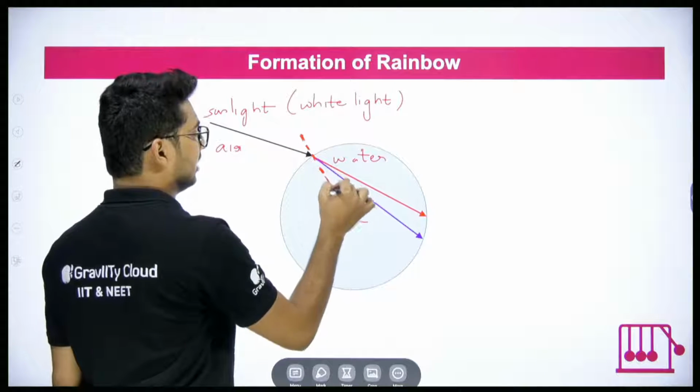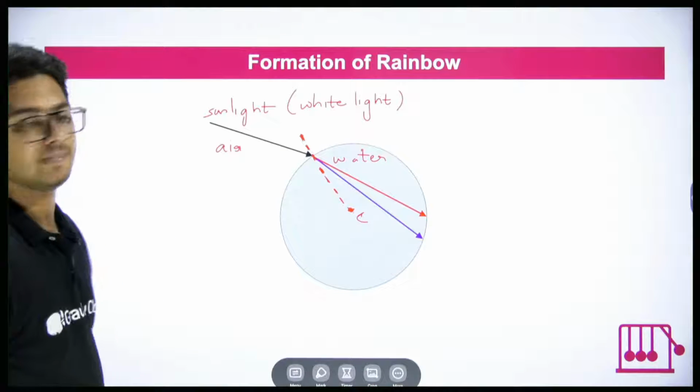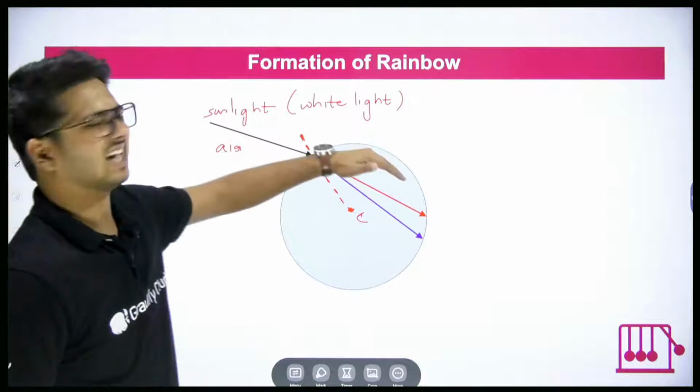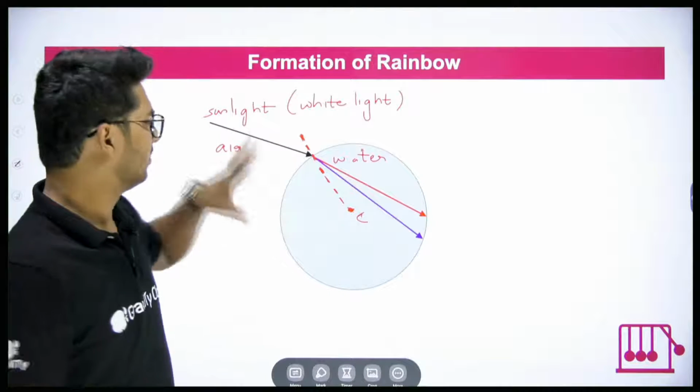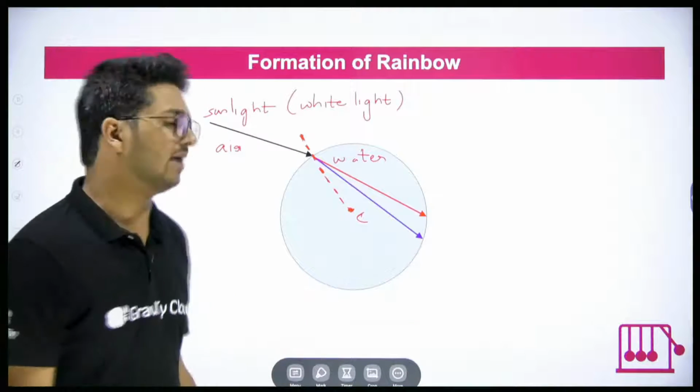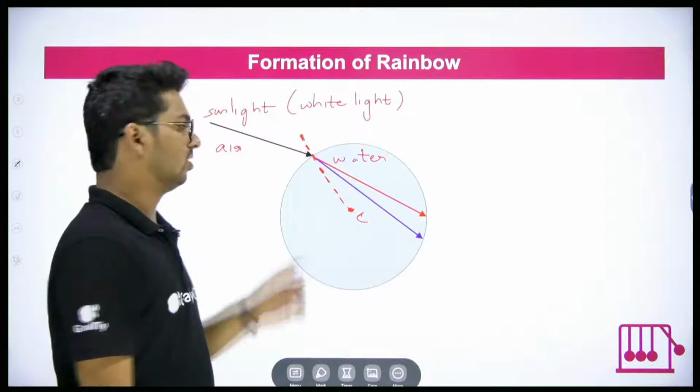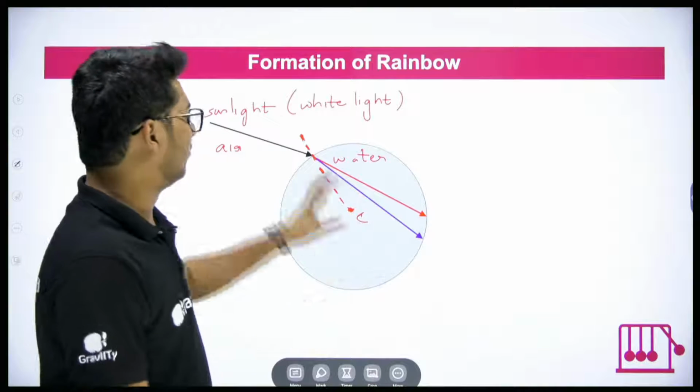Got it? This is like a normal. And as you can clearly see, the rays are bending towards the normal because it is going from rarer medium to denser medium. So refraction is correct. At the same time, dispersion also occurs. So dispersion took place.